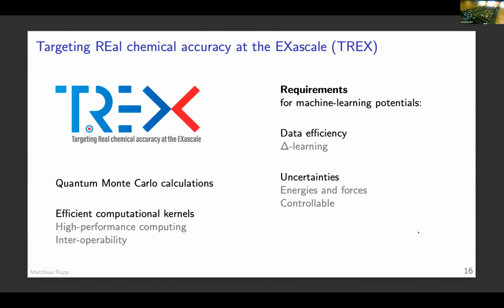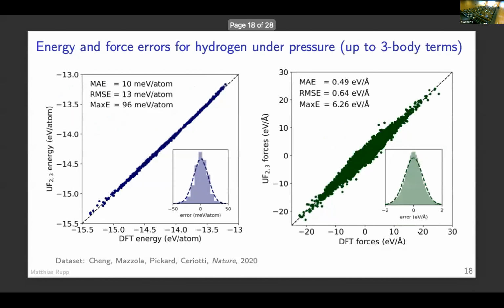So it has a niche for machine learning potentials as well. And here the challenge of data efficiency is even higher because we cannot afford that many reference calculations with DFT, right? And that is why we think that our ultrafast potentials can at least help here as a baseline potential, let's say, for delta learning. So let's keep it at that. Maybe I can show you this plot. In that context, we are studying the behavior of hydrogen under pressure.